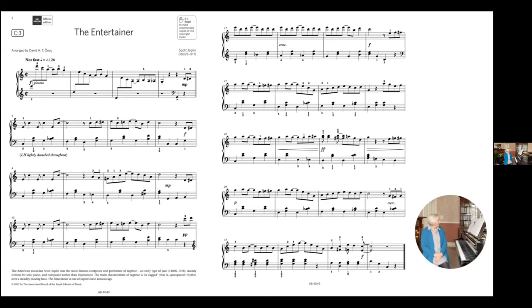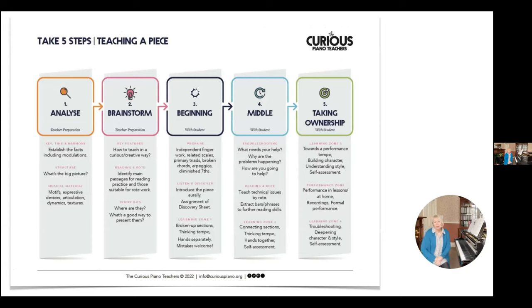So let's get going. What we're going to be doing today is we're going to be working through these five steps to teaching a piece. And this is something that we developed in the Curious Piano Teachers back in November and December as part of our How to Teach Classical Music. Classical, as in the period of classical. But actually, it works for any period at all. So the first thing to do is to analyse the piece, and the second thing to do is to brainstorm it. And this is for you, the teachers.